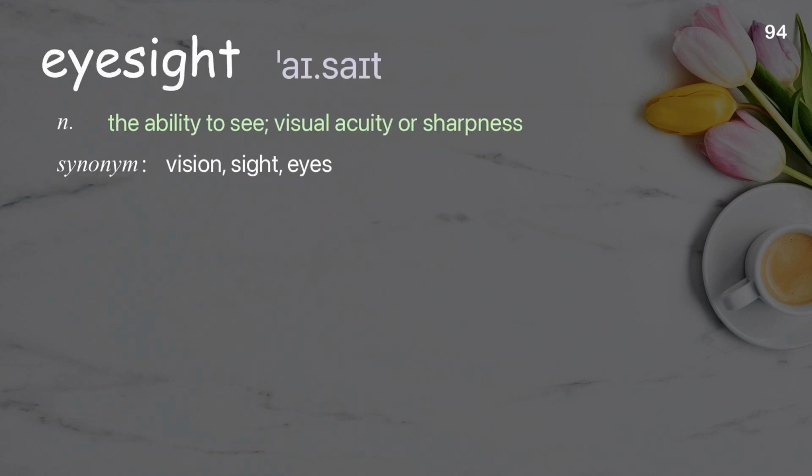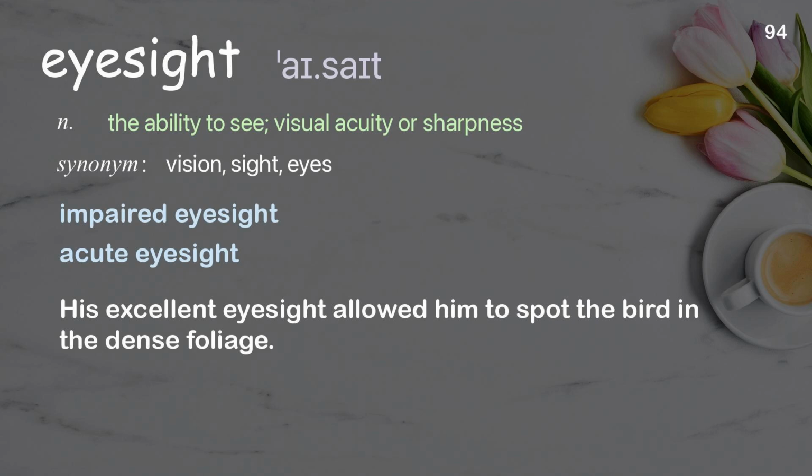Eyesight. The ability to see, visual acuity or sharpness. Examples: impaired eyesight. Acute eyesight. His excellent eyesight allowed him to spot the bird in the dense foliage.